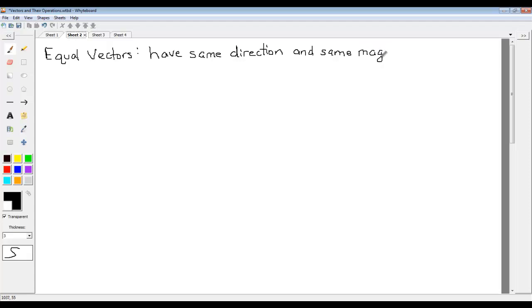So you can always tell if vectors are equal by looking at the magnitudes and then looking at the directions. If you draw this as your vector A, and you draw that as your vector B, they have the same direction, same magnitude. So then you can go ahead and say that the two are equal.